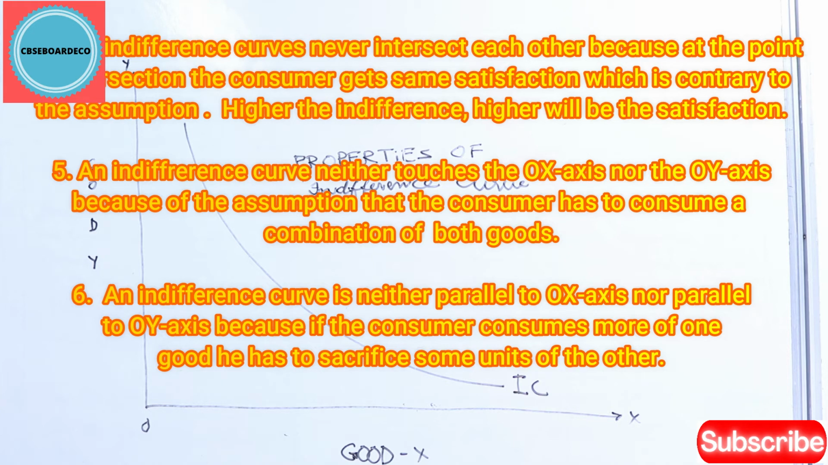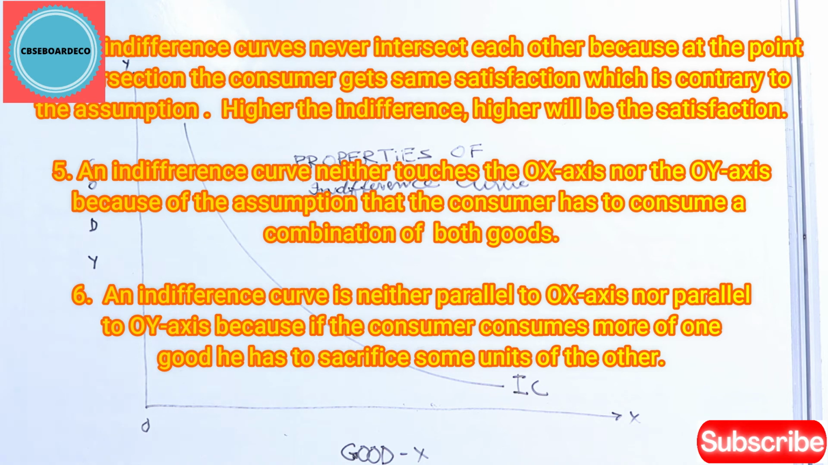Number 1, downward sloping. Number 2, convex to the origin. Number 3, two indifference curves never intersect each other. Number 4, higher indifference curves will give you a higher level of satisfaction. An indifference curve neither touches the x-axis nor the y-axis because of the assumption that the consumer has to consume a combination of both the goods. Next point, an indifference curve is neither parallel to the x-axis nor parallel to the y-axis because if the consumer consumes more of one good, he has to sacrifice some units of the other good.